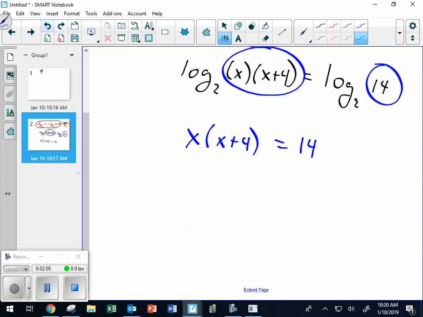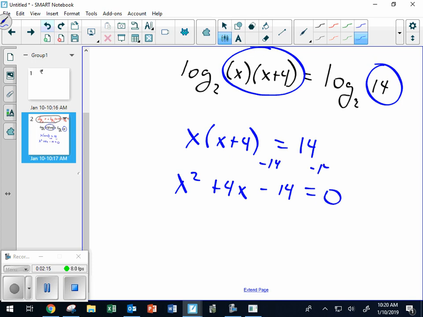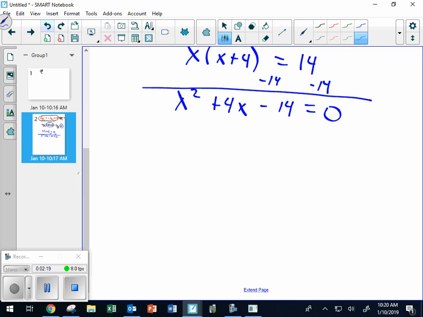Now with quadratics, you want to set them equal to 0, and then if you can factor it, you should. X squared plus 4x minus 14 equals 0. I just did a quick little subtract 14 from both sides there. Now, can I factor that? 7 times 2 makes 14, and the 7 and the 2 aren't going to make a 4, so this one won't factor. So you try to factor it, because that's the easiest thing.